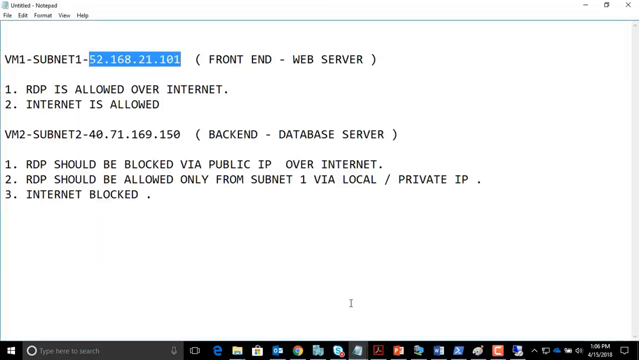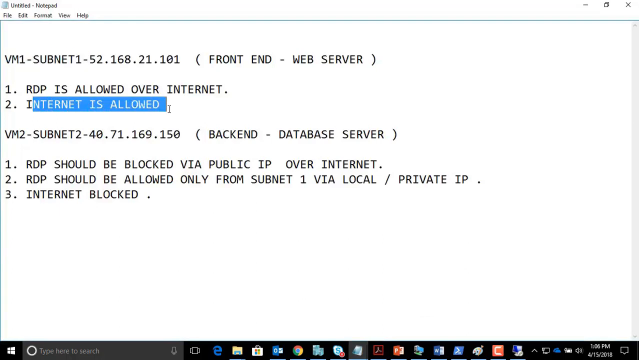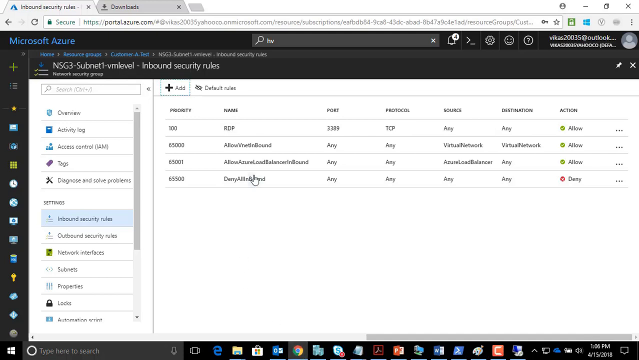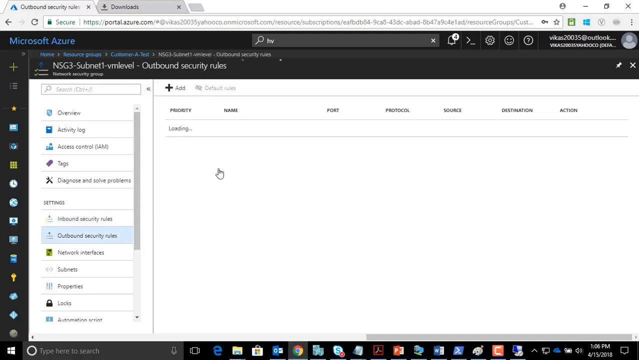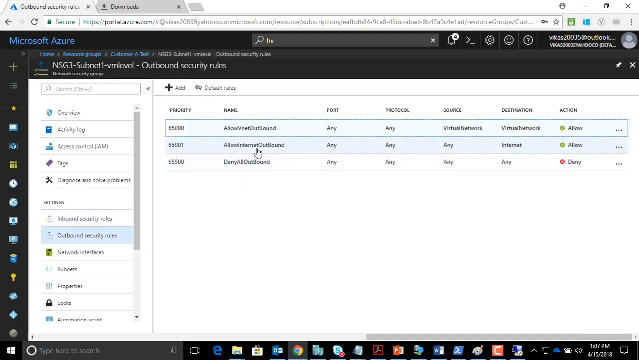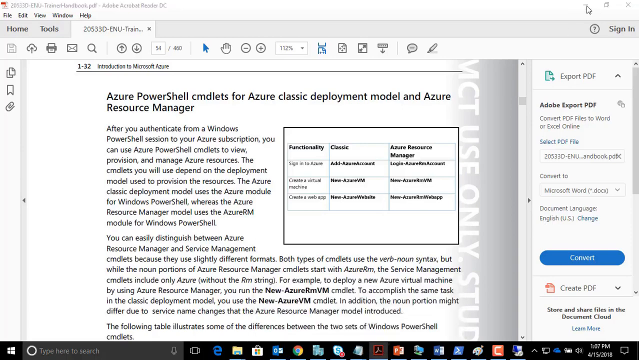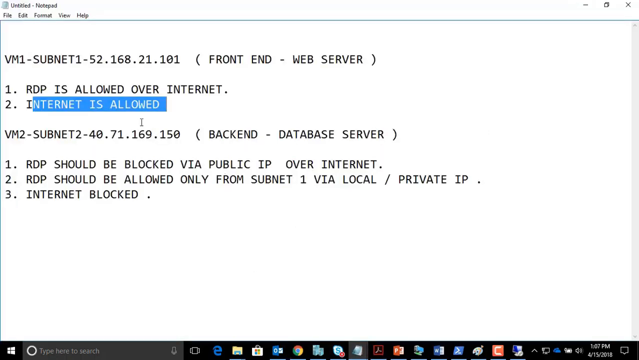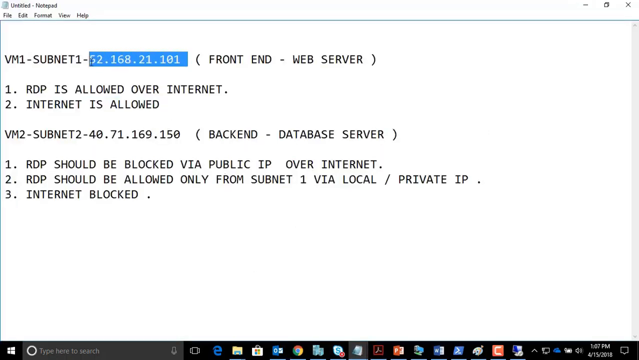Scenario number 2, in VM1 subnet 1, internet should be allowed. That's the customer demand. And you already noticed in every NSG outbound rule, internet is always allowed. So I'm not going to touch anything with the internet, which will always be allowed. So let me check the first level of testing now.